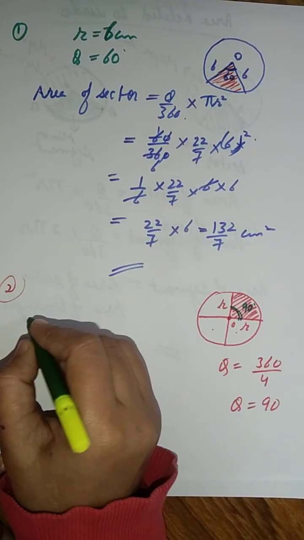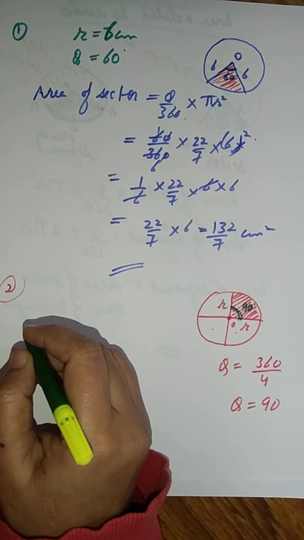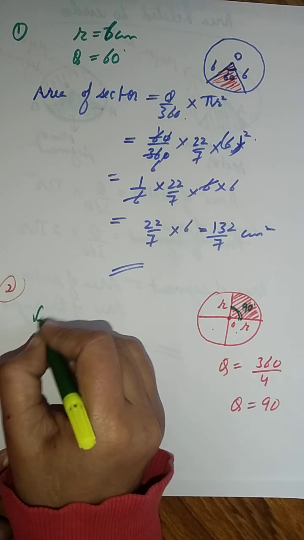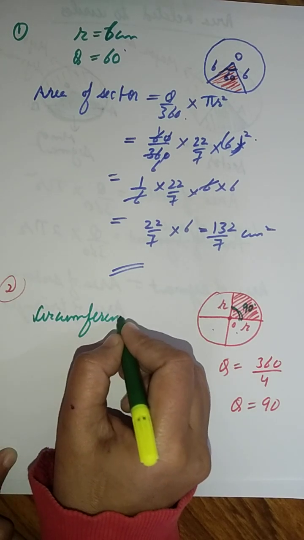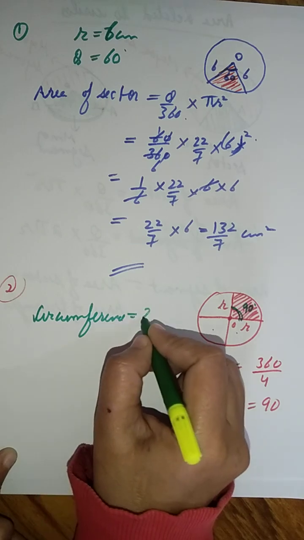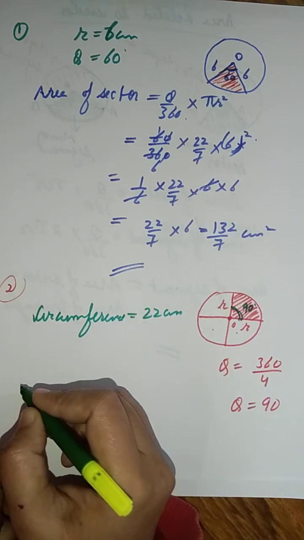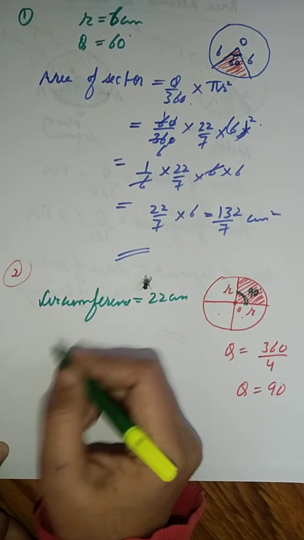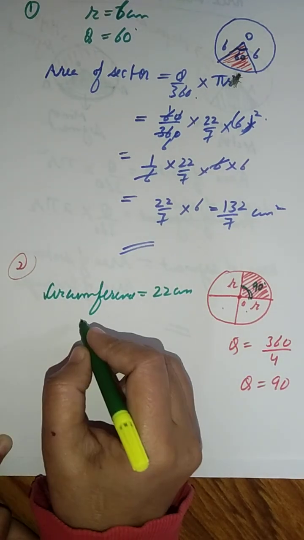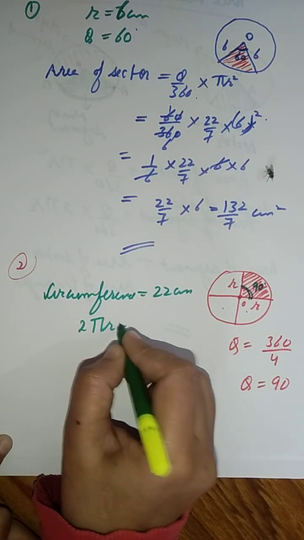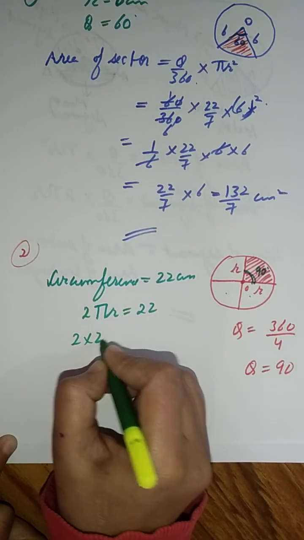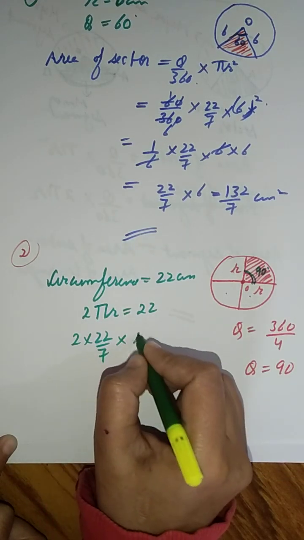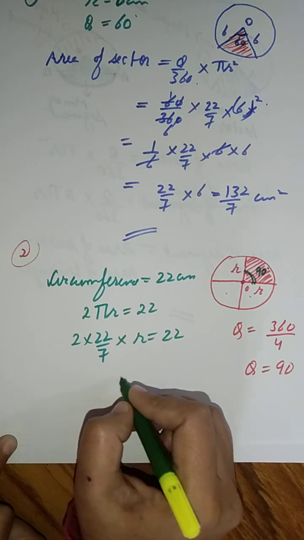So now one more thing is given to us, that is the circumference. Circumference of circle is given 22. With the help of circumference we will find the radius. Okay, formula of the circumference is 2 pi r. It is equal to 22. Okay, now 2 into 22 by 7 into r is equal to 22.